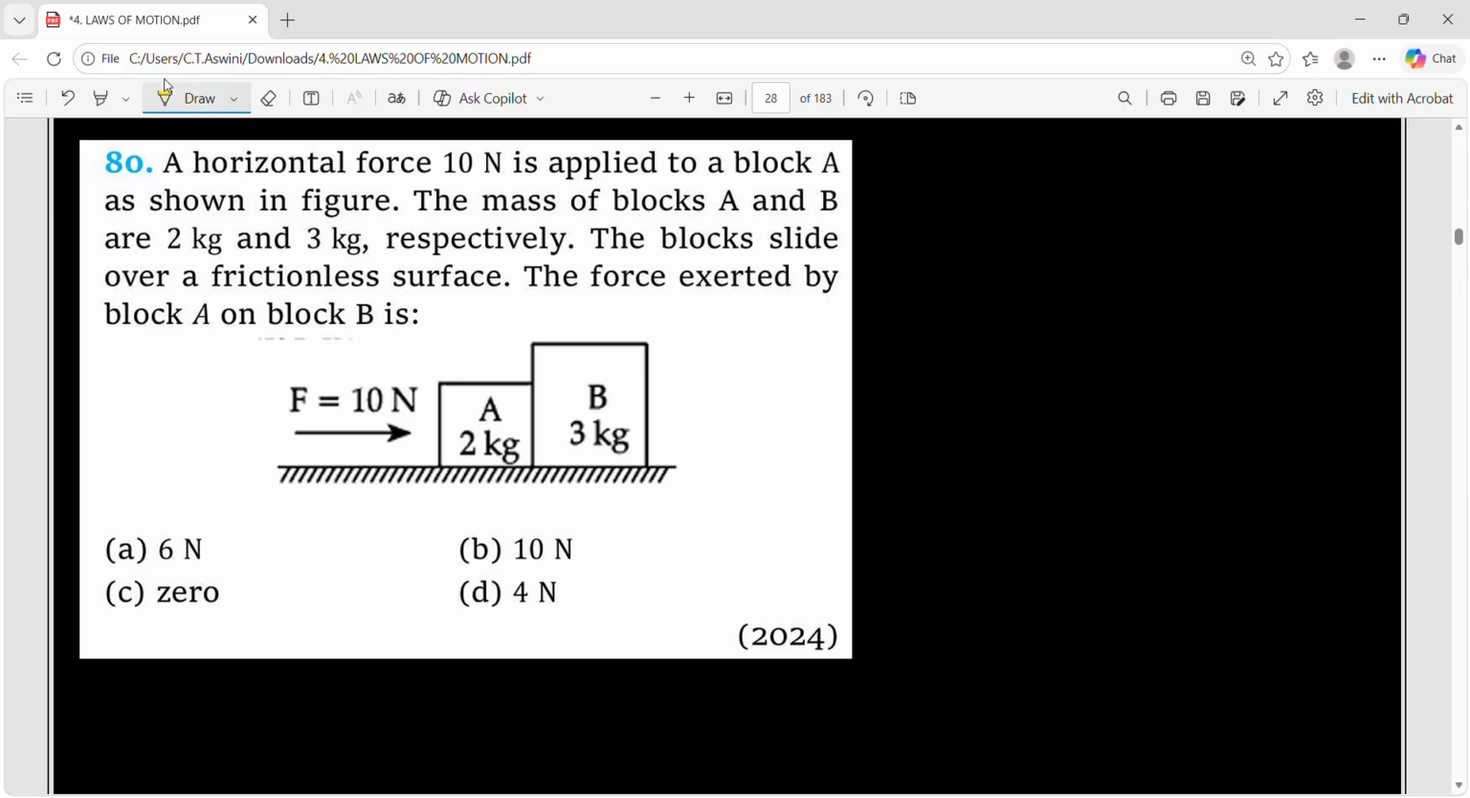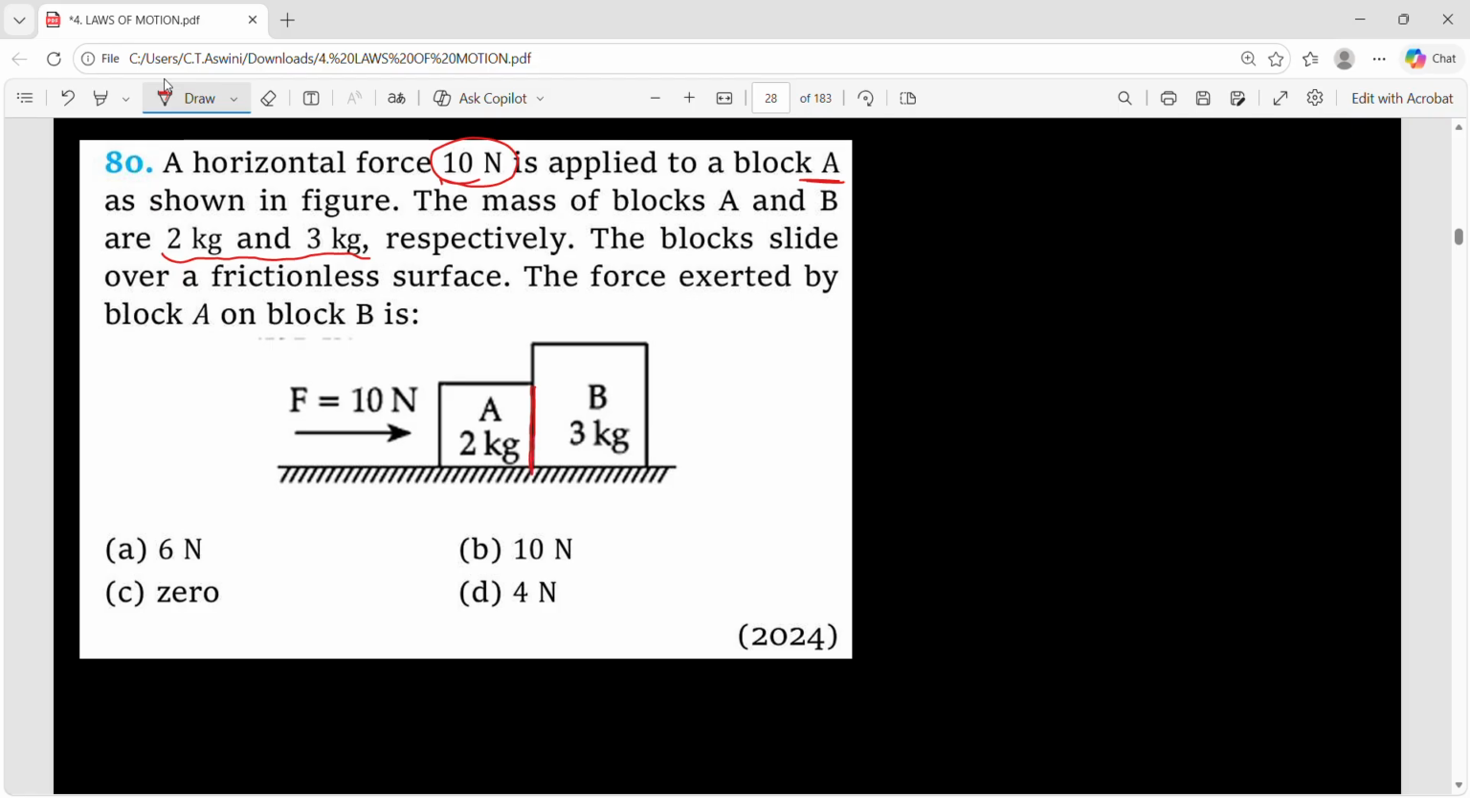Now there is a question. See this and try to do it on your own. A horizontal force of 10 newtons is applied to block A. So force is applied on which block? A block. You can see the figure here. The masses of blocks A and B are 2 kg and 3 kg. Fine. And they are interconnected if you see. So they are directly connected. So what will be the contact force here? It will be a normal force.